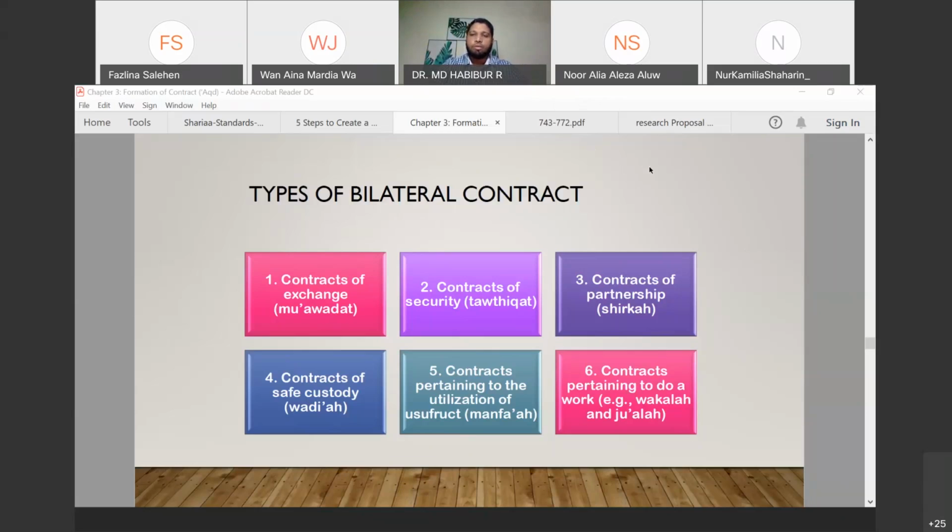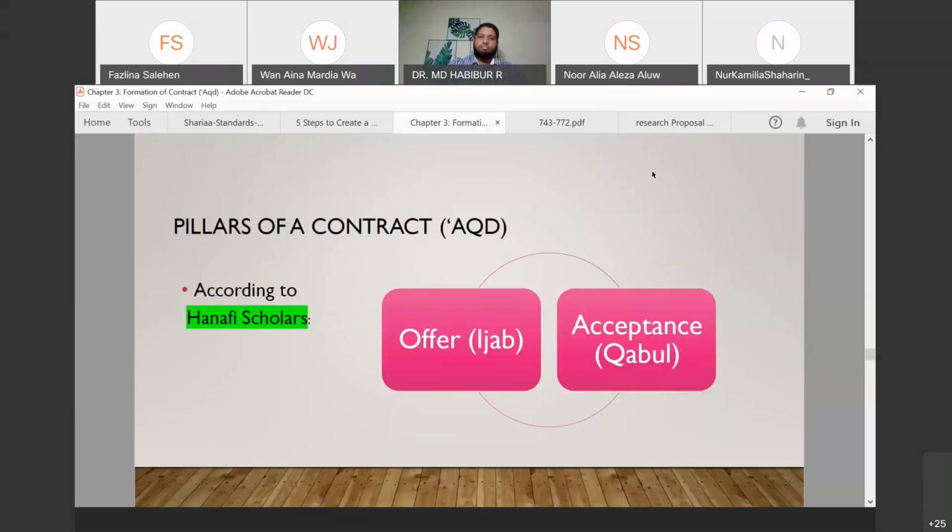Okay, next, pillars of the contract. What is the pillar? We just discussed, right? In unilateral contract, the principle related to the pillars will be relaxed. But in bilateral contract, the issue related to the pillars should not be relaxed. It should be completed and perfect.